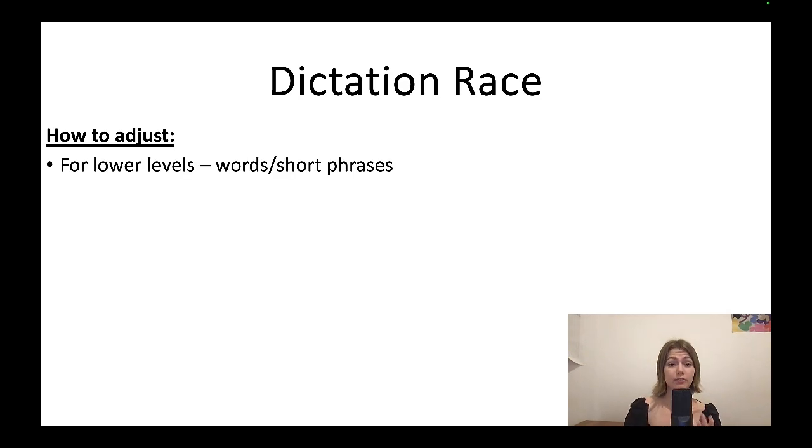Now, if it's a lower level group, obviously you're not going to make them write down a whole paragraph on something. Those could be just words or short phrases, sentences. Same goes for younger students. If you've got very young learners, those could be words or short phrases instead of sentences or texts.